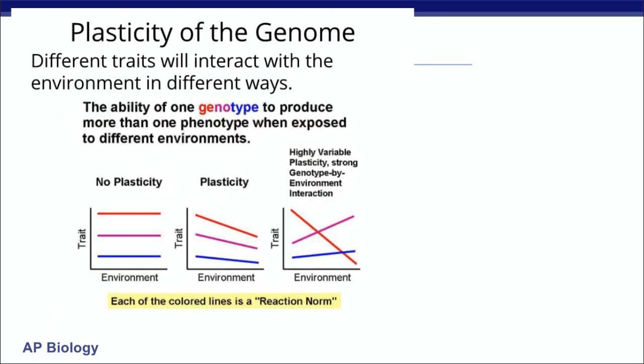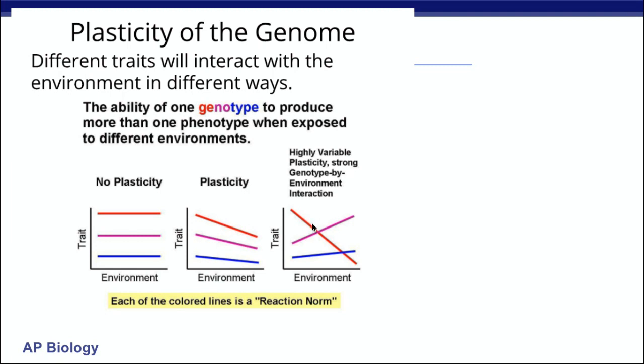And finally, sometimes we'll talk about the plasticity of the genome, or you might encounter in your reading the plasticity of genes. And so different traits will interact with the environments in different ways. The ability of one genotype to produce more than one phenotype is what's referred to as plasticity. And so here we have 3 traits, and they do not change depending on the environment. There's no plasticity. In this case, we have red is definitely plastic. Purple is plastic. Blue is even a little bit plastic. It will change a little bit.